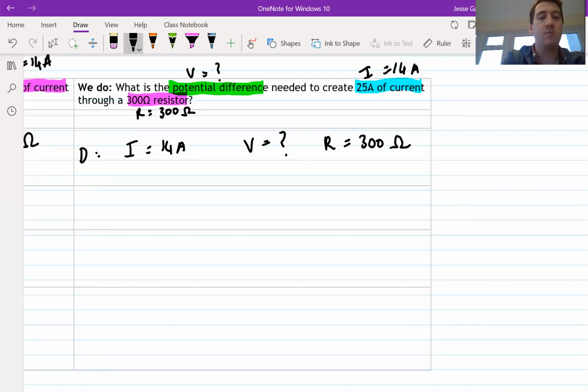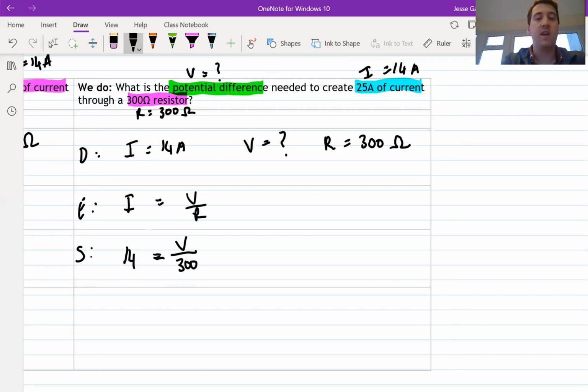Next line, what is my equation? Write it down, pause the video, write it down without looking back. Okay, you should have I equals V over R. Good. Next line, substitute. So let's put in the numbers that we know into the equation. So we know that I, current, is 14. That 14 is equal to V, we don't know, so we'll leave it as V.